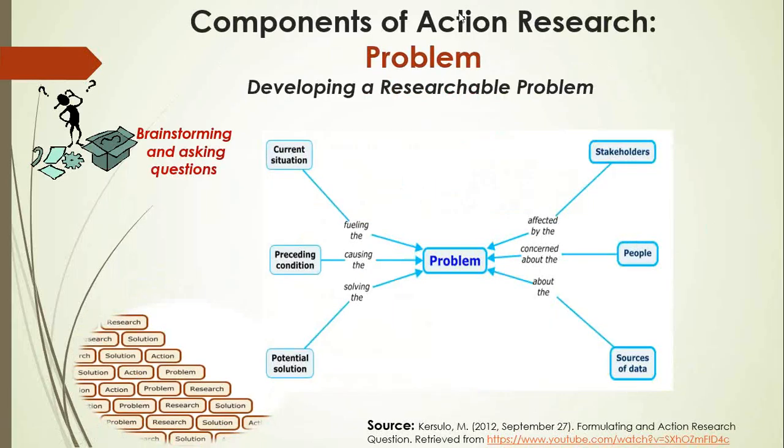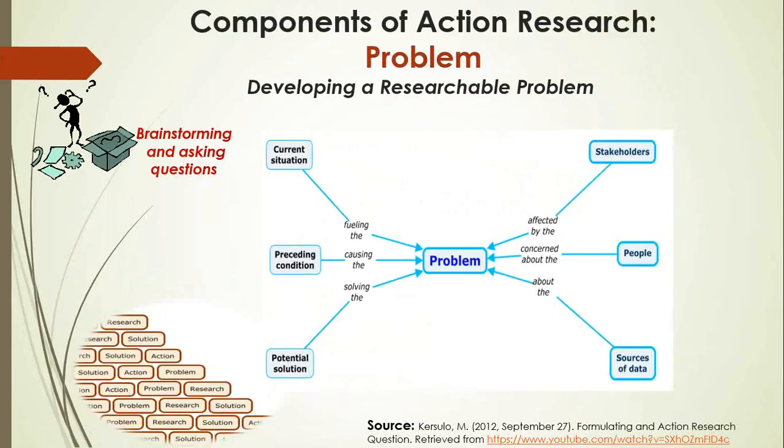So how do you narrow down your action research problem? Because you have to move from the practical problem to a researchable problem. So what you do is just brainstorm and ask yourself some questions. You think about a problem and think about what is the current situation, right? What is really going on currently concerning the problem? What are the factors or conditions that are causing the problem? What are the potential solutions?